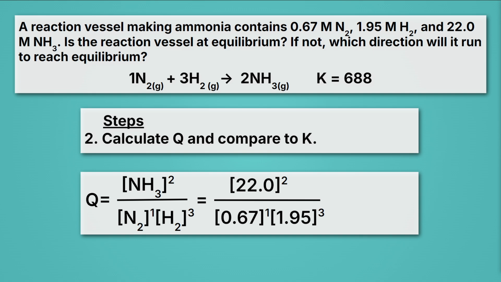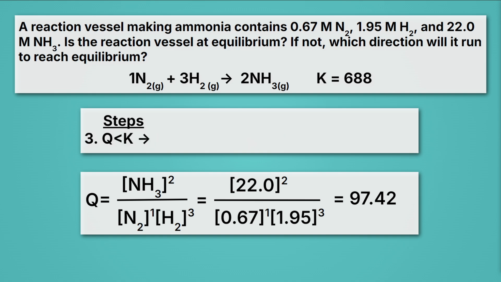And we'll divide by 1.95, the concentration of hydrogen, cubed. When we calculate that, we'll get 97.42. Okay, well, keep in mind that for this reaction, K is 688. And so what we want to do is compare Q and K. In this case, Q is less than K.